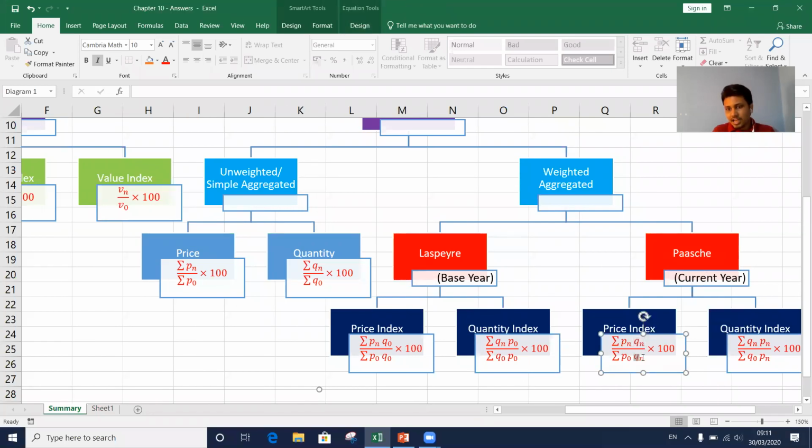Price index, current year quantities. Here, current year prices, right?